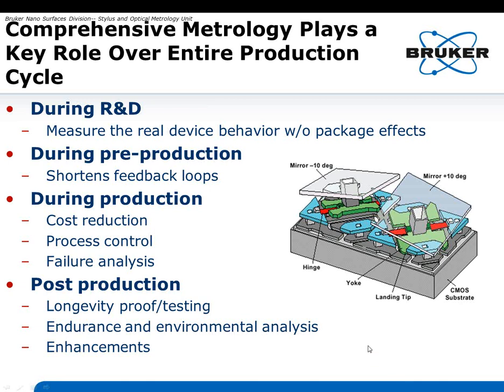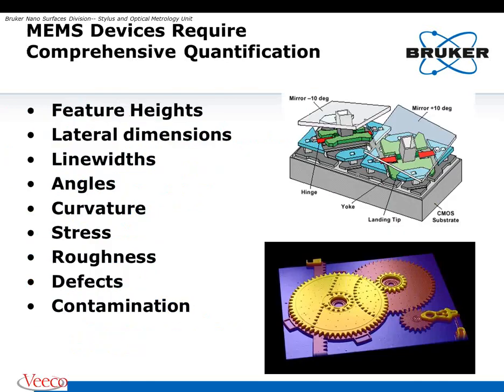There's literally 10 layers and probably 15 critical components per mirror, all of which need to interact properly for proper device performance. So people will characterize feature heights, lateral dimensions, line widths, angles, radii of curvature. They'll look at stress. Roughness is very critical, both in MEMS that are doing optical things such as the micromirror arrays. In biological samples, it can affect adherence and acceptance by the body, and it can also lead to defects and other problems. And then defects and contamination need to be characterized as well to ensure that the devices are going to perform properly.